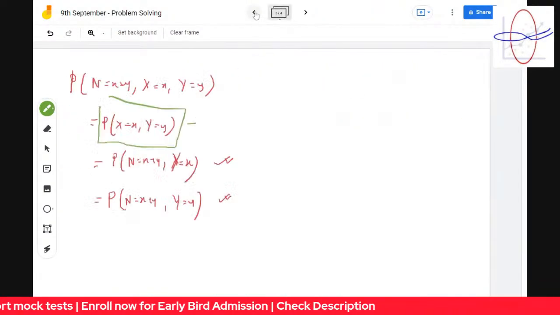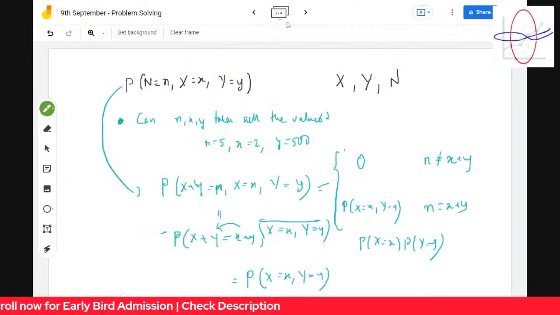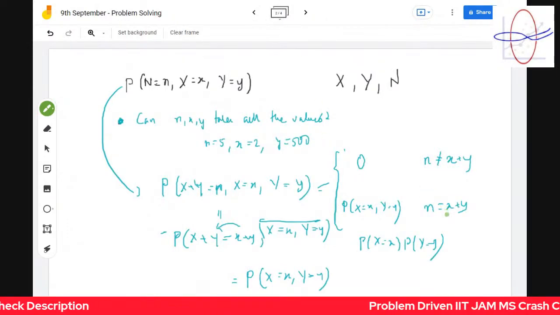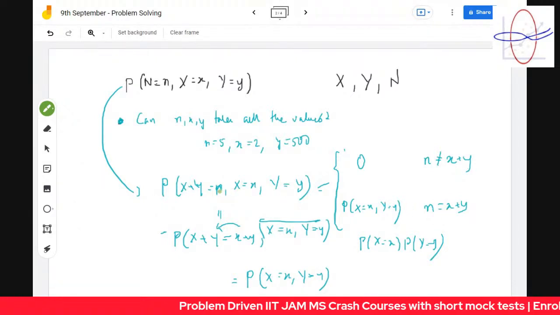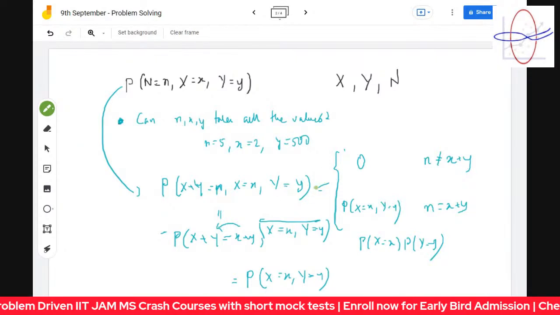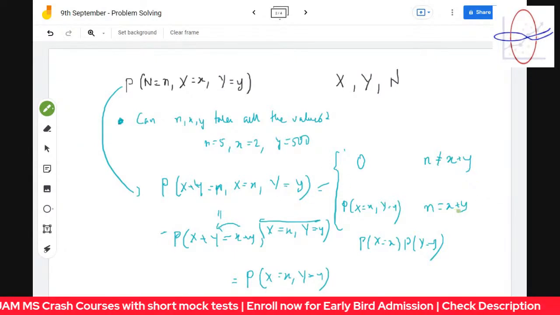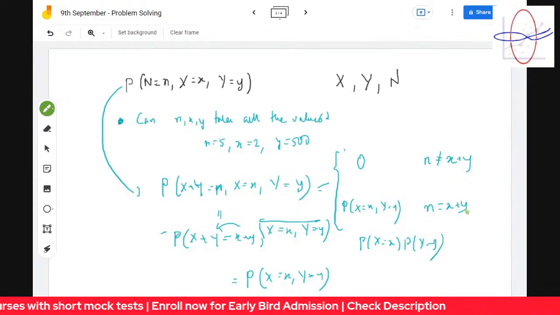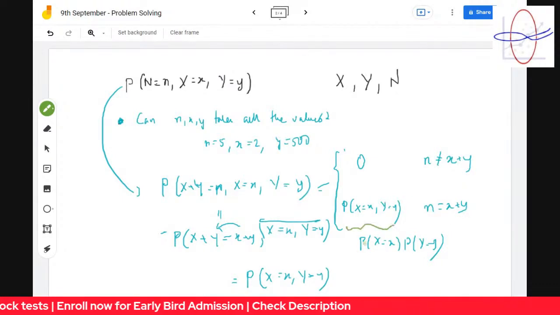No. Why not? Okay, so it depends. I have tried to do it using n equal to x plus y. So it will be a function of all of n, x, and y.